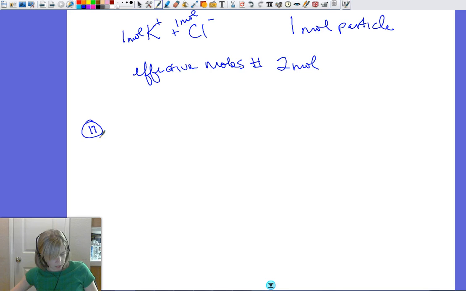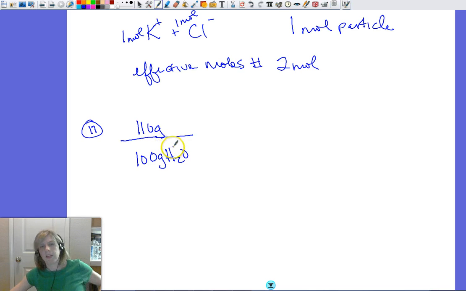17. What mass of lead nitrate dissolves in 30 milliliters of water to make a saturated solution at 80 degrees Celsius? The first thing I'm going to do is look at the solubility chart, and find how many grams will dissolve at that temperature for 100 grams of water. In 100 grams of water, I can get 110 grams of lead nitrate.